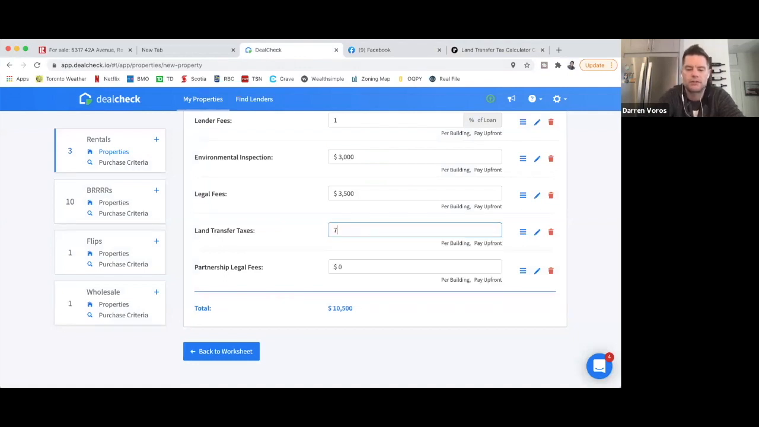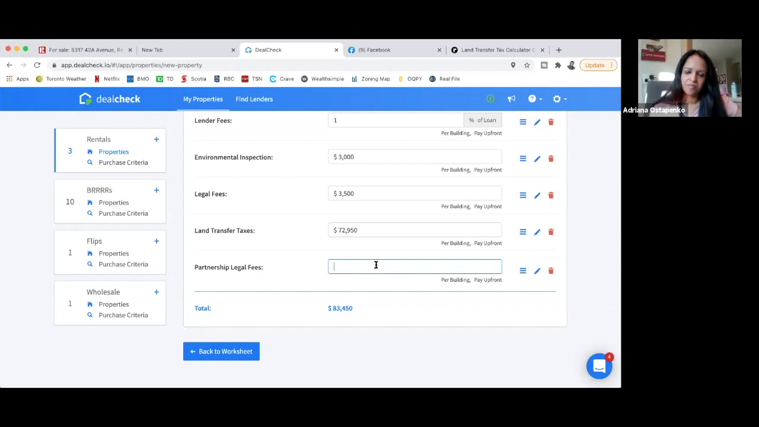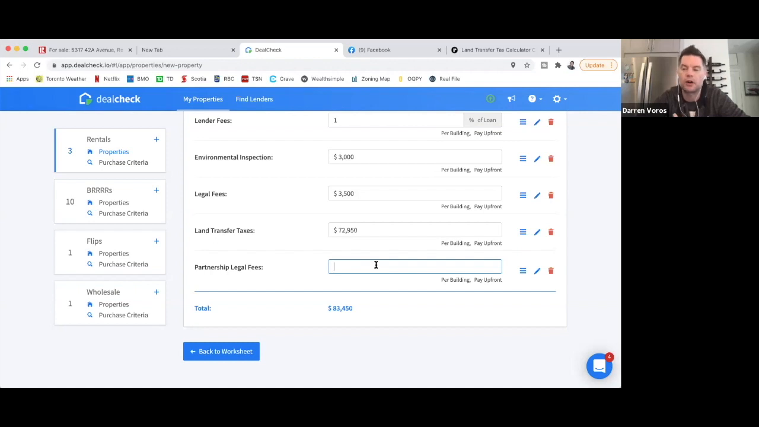And we're at $72,950. Now, are you going to bring in any partners on this, Adriana? Are you planning to bring in investors, raise capital? Yes. Okay. So, if that's the case, you're going to need a legal partnership agreement, a joint venture agreement, a shareholders agreement, a GP, LP agreement, whatever that is. This is going to run probably anywhere between $2,500 and $5,500. So let's say $3,500 for the partnership legal fees.